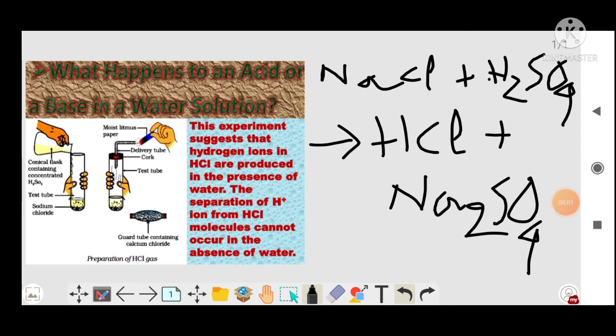Here is a test. At first, let us discuss the test. This is a conical flask containing concentrated H2SO4. This is a test tube, and this is sodium chloride.